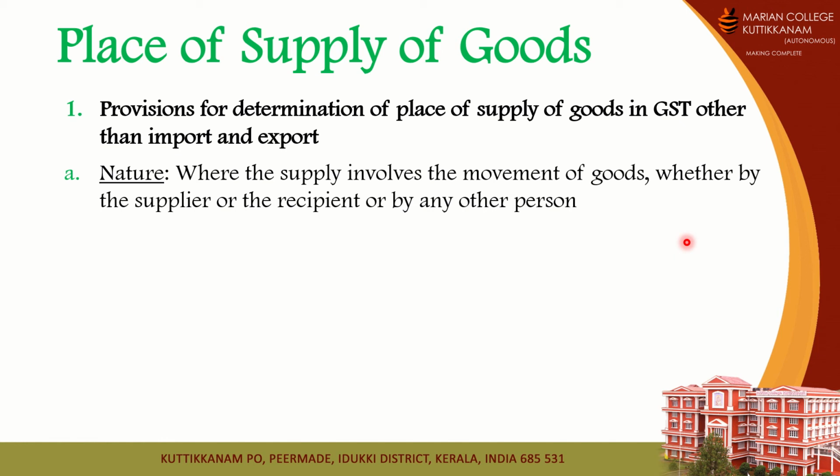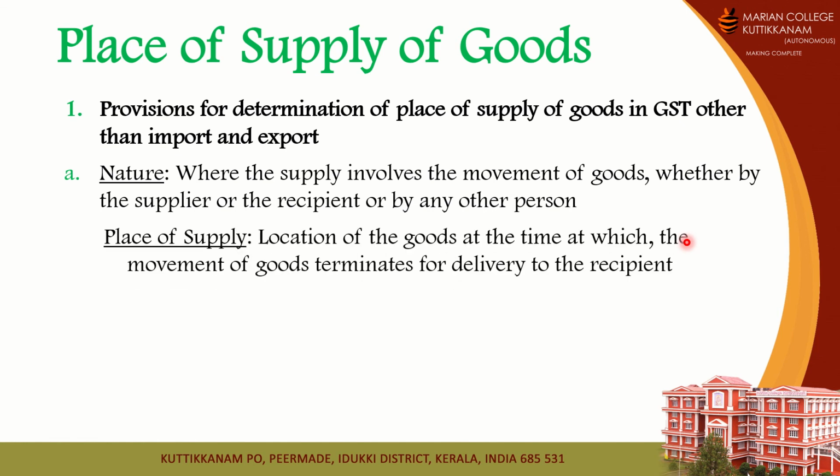In this nature of supply, what will be the place of supply of goods? Let's see. The place of supply will be the location of the goods at the time at which the movement of goods terminates for delivery to the recipient. Suppose you are the supplier and I am the recipient. When the movement of goods terminates for delivery to the recipient, that means when the goods come to me, it stops its movement. So when the goods are ready for delivery, that particular location of the goods will be the place of supply in this case. I hope you got an idea about the first situation regarding the place of supply of goods. Let's see an example now.